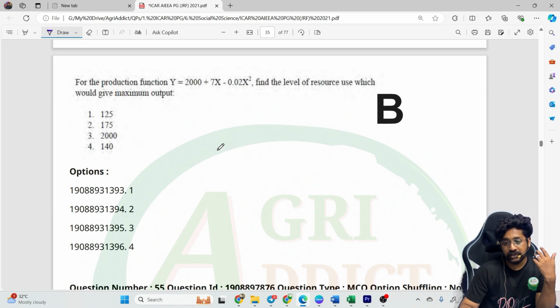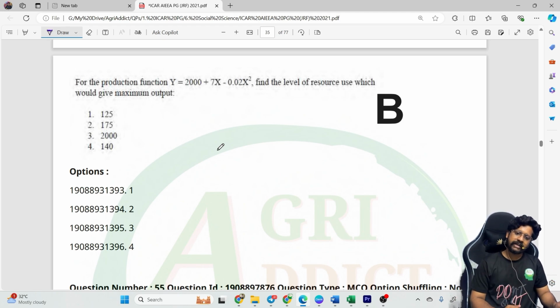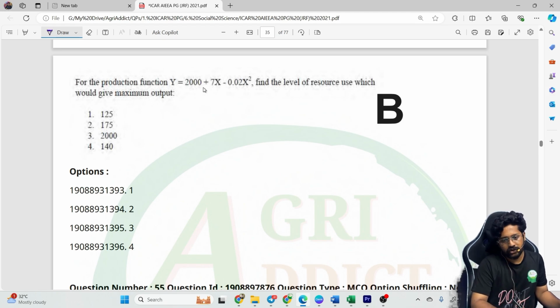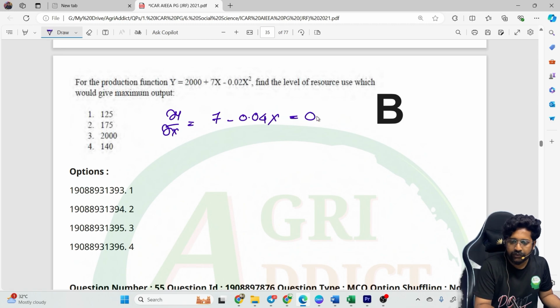In order to find the level of resource that would give the maximum output, whenever you are asked to find the maximum, you have to take the derivative and equate it to 0, right? So if the y has to be maximized, the derivative of y should be equal to 0. So therefore, the derivative dou y by dou x will be equal to 7 minus 0.04x, which has to be equated with 0 in order to find the maximum of the output. So therefore 7 will be equal to 0.04x, and the resource level is nothing but the x.